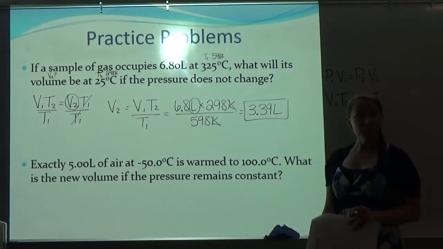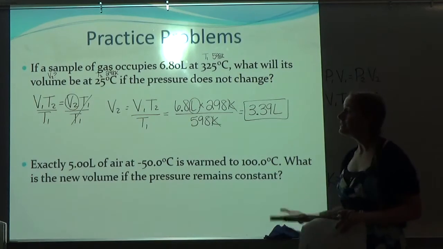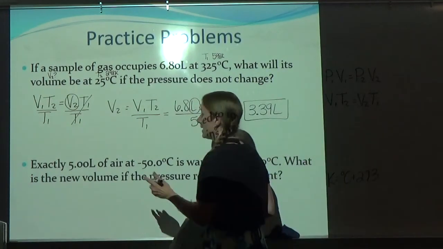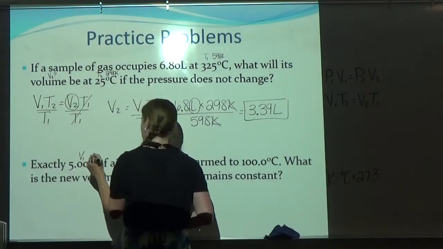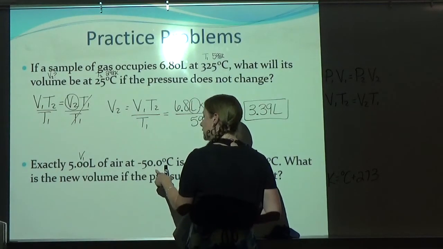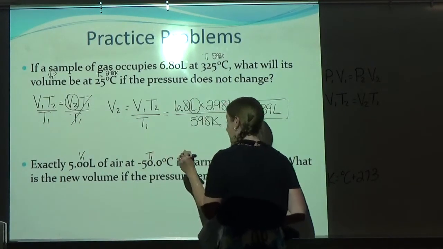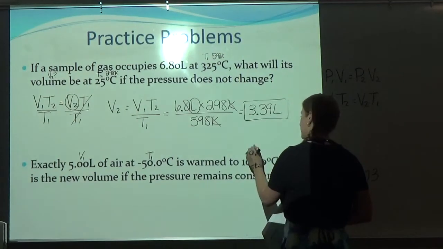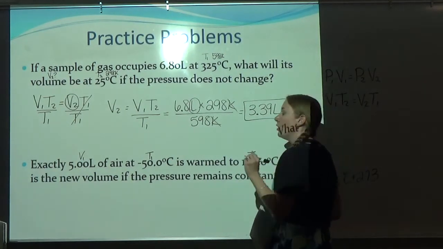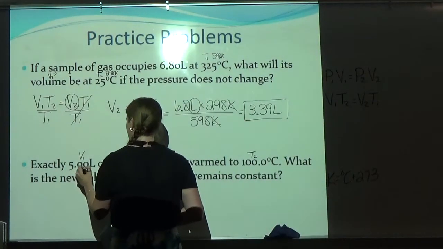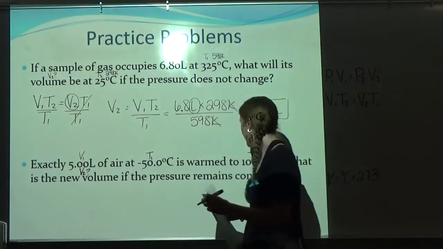All right, so I'm going to assume you've done that. We'll look at it together. So it says exactly 5 liters of air, so there's my V1, at negative 50 degrees Celsius, so there's my T1, is warmed to 100 degrees Celsius, so there's my T2. What is its new volume, so I'm looking for V2, if the pressure remains constant.